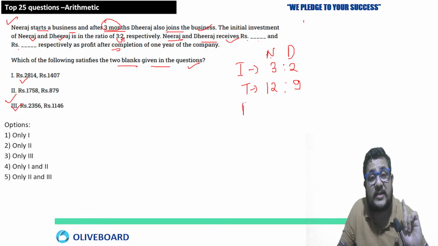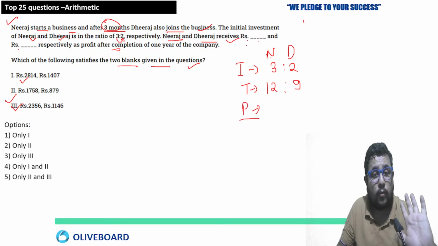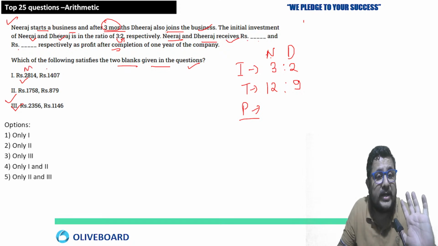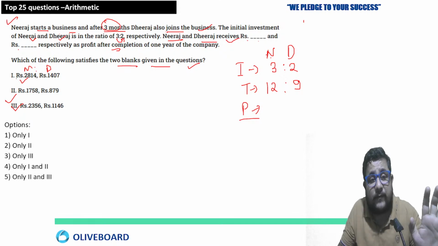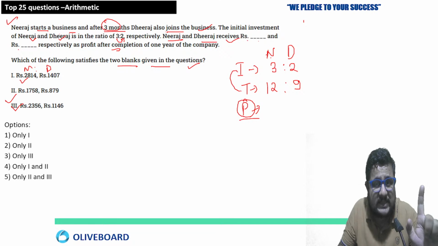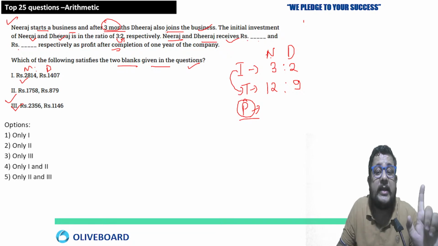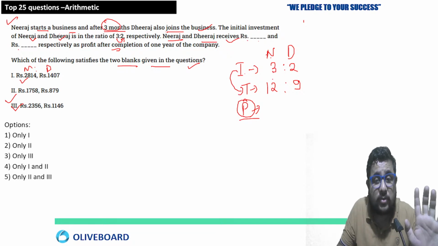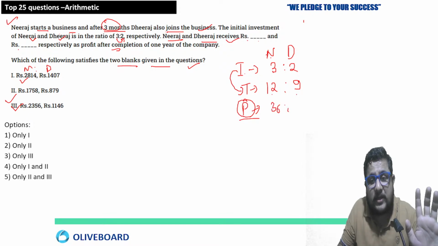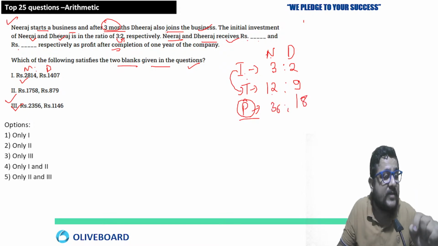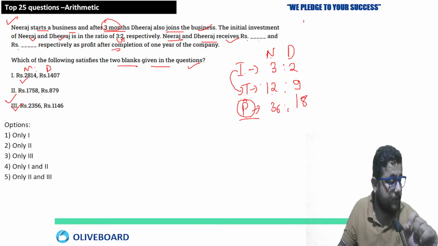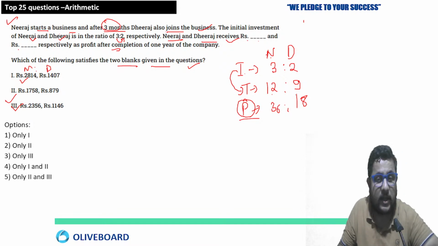Why am I putting this? Because they have given us the profit of Neeraj and Dheeraj in values, so how can we determine that? If these values follow the ratio of profit, which we can easily find with the help of the given investment and time. So 3 multiplied by 12 is 36, and 2 multiplied by 9 is 18, just the product of investment and time. It will give you the profit ratio. Very good. What about others? See now, the ratio is 2:1.